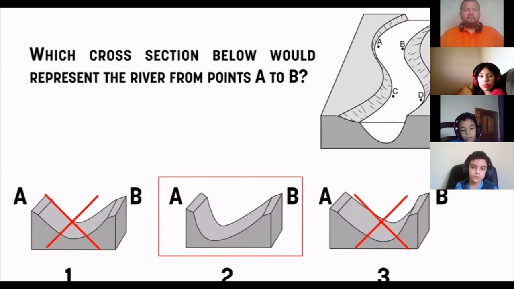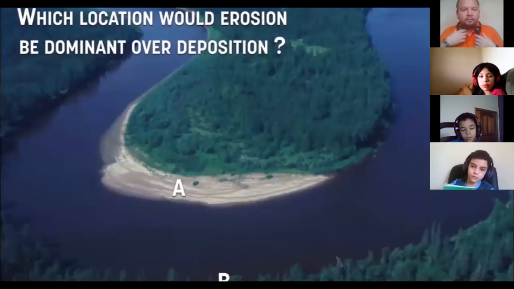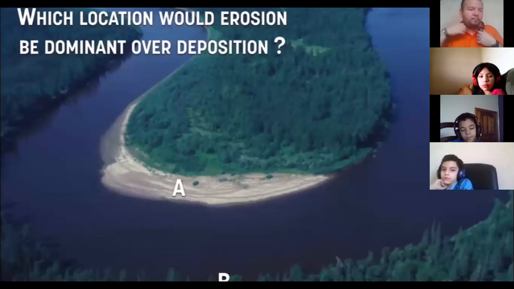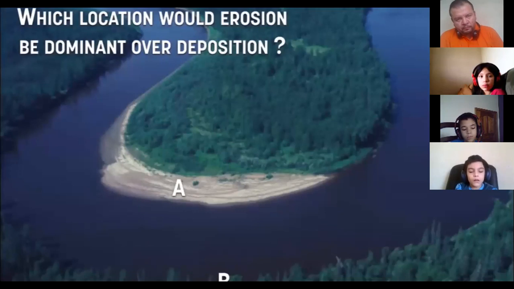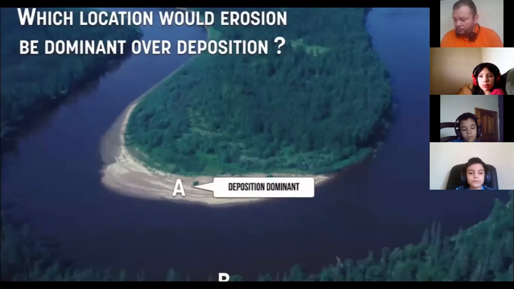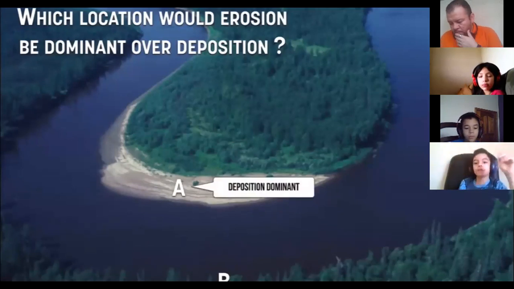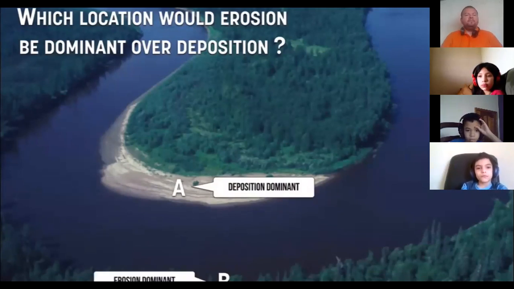All right, take a moment now to look at this example and choose which one, A or B, would erosion be more dominant over deposition. So in A, deposition is dominant because we have slower moving water. It's on the inside of the curve. You can even see it in the example, that beach, that sediment there is from deposition. And then at B, that's where erosion is more dominant because it's on the outside of the curve. The water has to travel faster to keep up with the inner part of that curve.